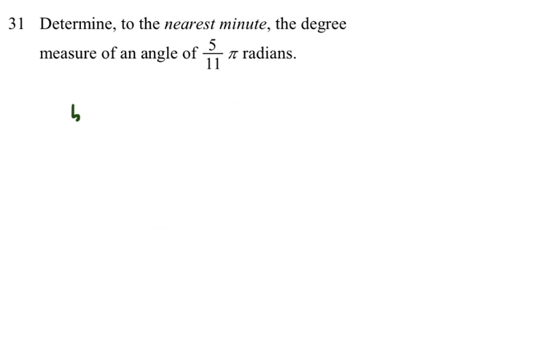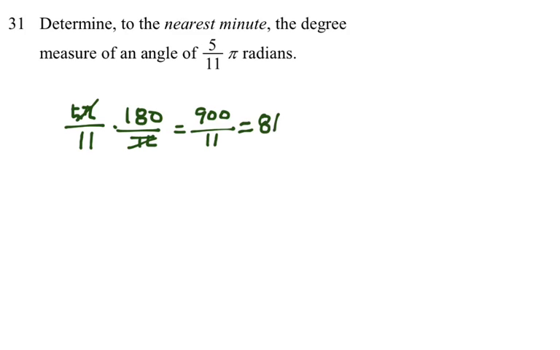Alright. Number 31. We want to convert this one into degree measure. So 5 pi over 11 will be multiplied by 180 over pi. Then once I do this, you can see that we'll end up getting 900 over 11 degrees. Now, that's about 81.81, and so forth. Then we know that that's equal to 81 degrees.